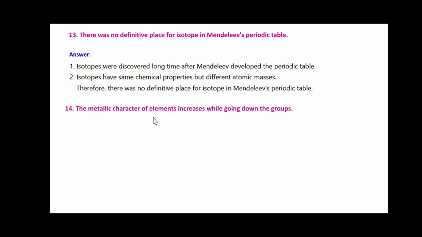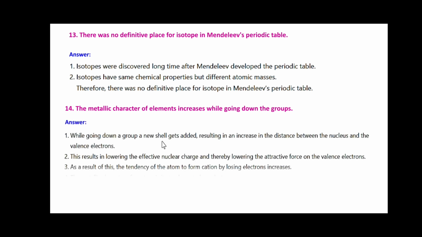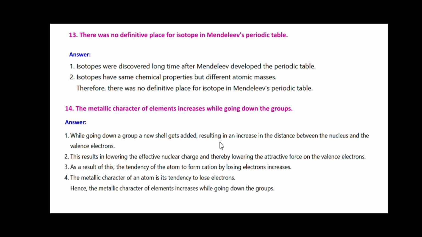The metallic character of elements increases while going down the group. While going down a group, a new shell gets added, resulting in an increase in the distance between the nucleus and the valence electrons. This results in lowering the effective nuclear charge and thereby lowering the attractive force on the valence electrons. As a result, the tendency of the atoms to form cations by losing electrons increases. The metallic character of an atom is its tendency to lose electrons. Hence, the metallic character of elements increases while going down the group.